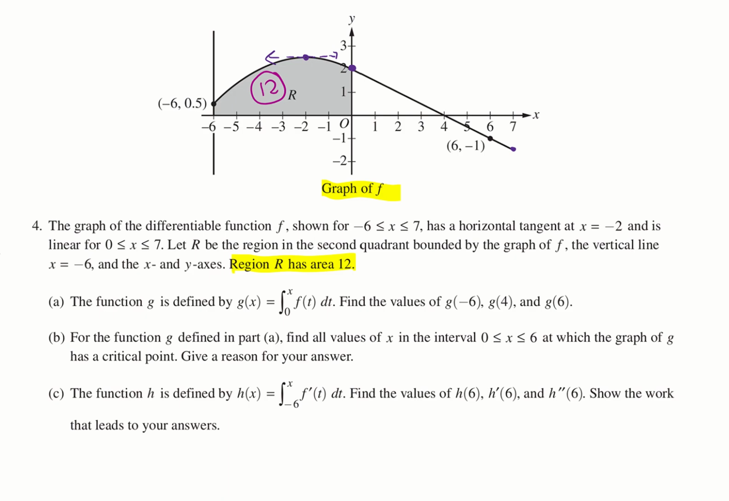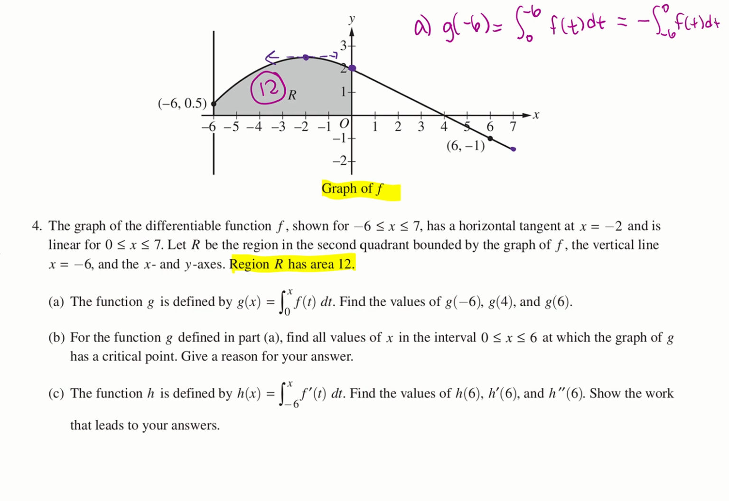All right, for part A, the function g is defined as g of x is the definite integral from 0 to x of f of t dt. We want to find the values of g of -6, g of 4, and g of 6. Starting off, if I want to find g of -6, I replace x with -6. So this is the definite integral from 0 to -6 of f of t dt. Because that is upside down, with the lower limit on the top, I'm going to make this a negative integral from -6 to 0 of f of t dt.